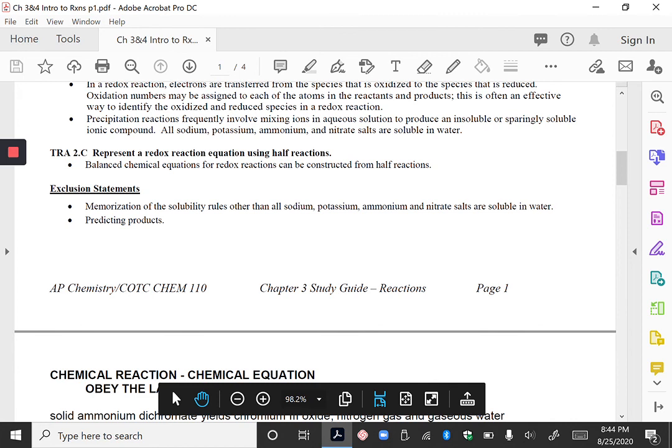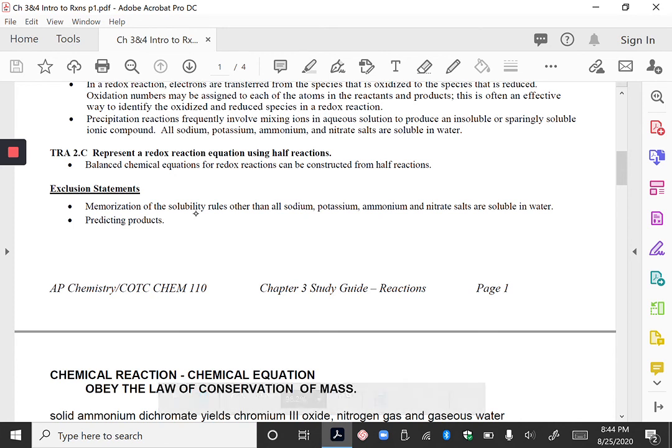Also, a long time ago, they used to make you memorize the solubility rules. That is no longer the case, except for one rule that you need to memorize. You need to memorize that sodium, potassium, ammonium, and nitrate salts are all soluble. So the exclusion statements are here to keep those in mind.